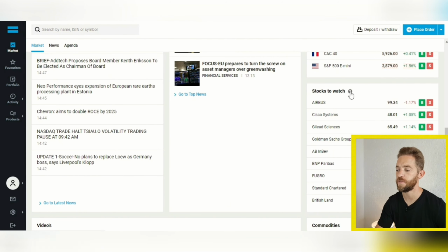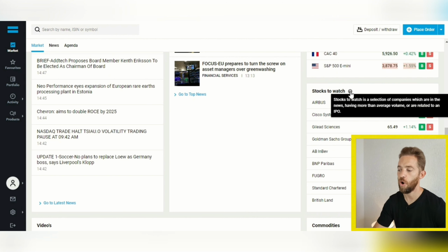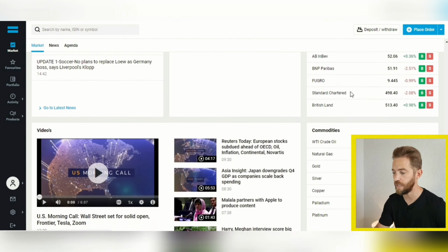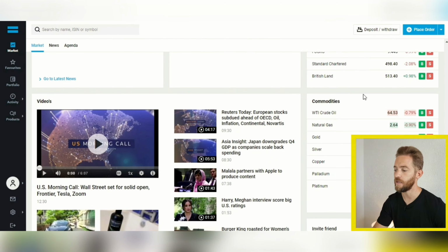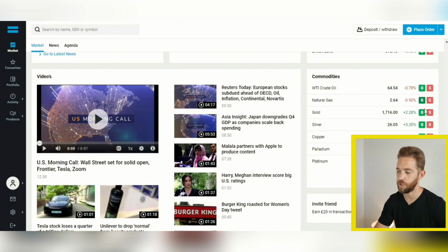You can normally, with these pre-populated sections, hover over the question mark. It will tell you how they've been populated, but stocks to watch is normally anything that's been IPO'd or anything in the news recently that's creating headlines, or maybe something trading in really high volume, so worth keeping an eye on. You have all the main commodities in here. If you do hold any, I hold a small amount of gold, which has been doing terribly recently, but done a little bit better today, but you can keep an eye on fluctuations from there and then trade from here as well.